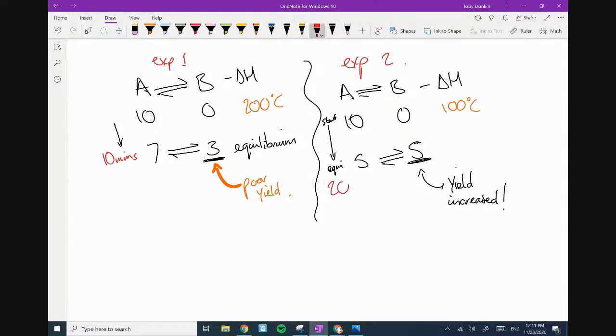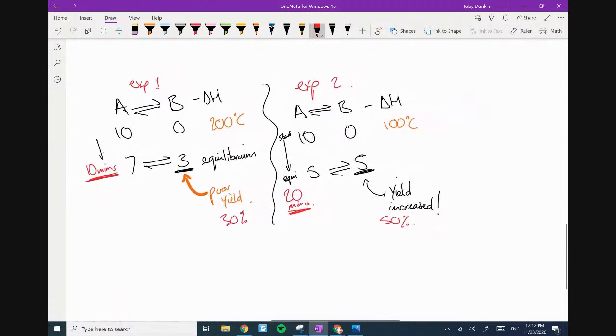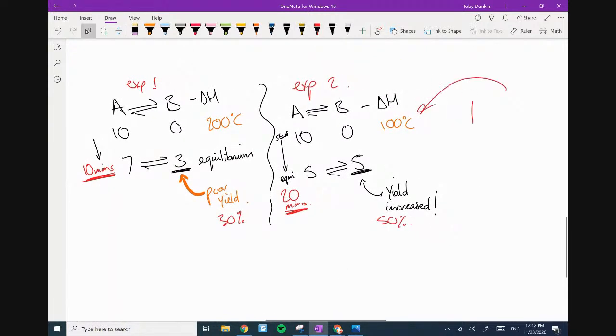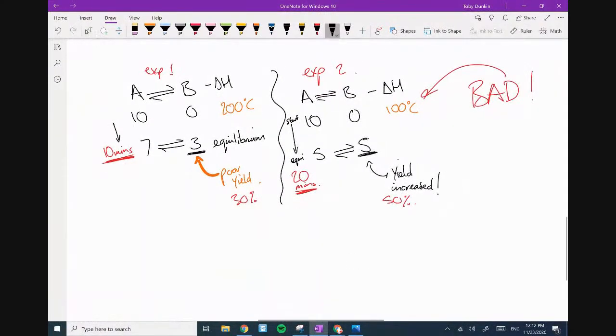It took 20 minutes. Now that's a problem, because in 10 minutes' time, I get a yield of 30%. At 100 degrees in 20 minutes, I get a 50% yield. What we'd actually realize is that this lowering of the temperature was bad. The reason being, we're just going to say, let's not lower the temperature.